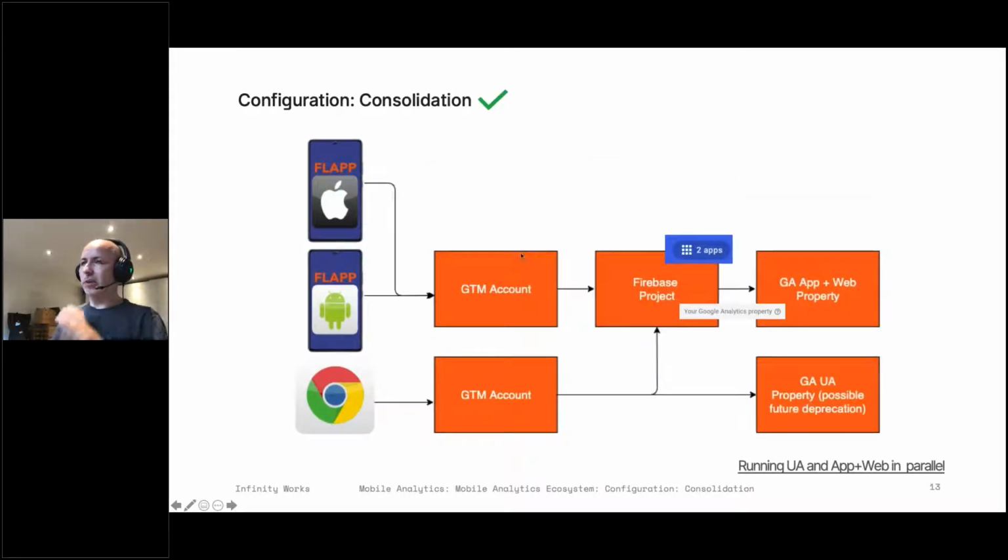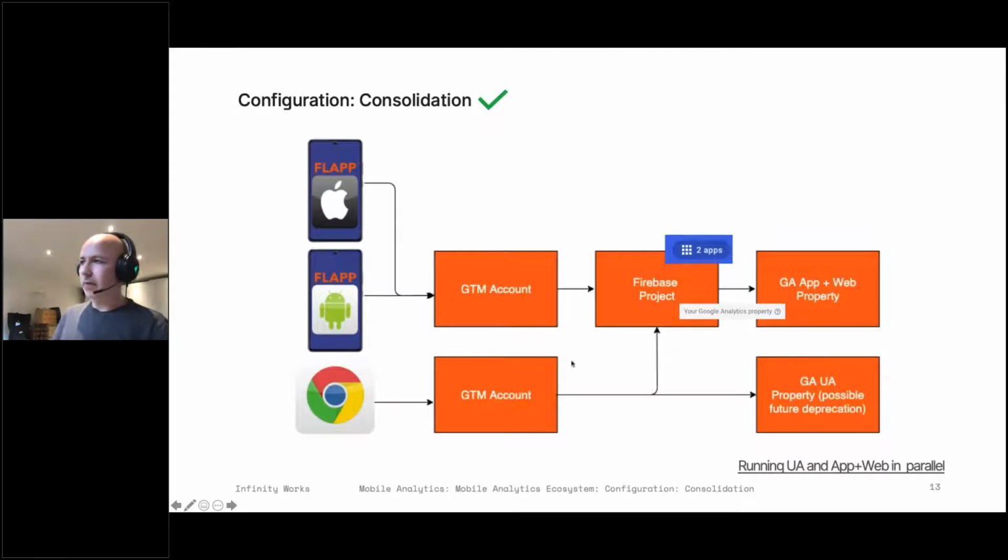The way things are now going, and this is something that I've been involved in, is eventually everything will just go through one Google Tag Manager account, one Firebase project, because Firebase is now starting to support web as well, and you can add web here. At the moment, we've just got the iOS and Android apps in a single Firebase project, and that will then go to a single Google Analytics App plus Web property.